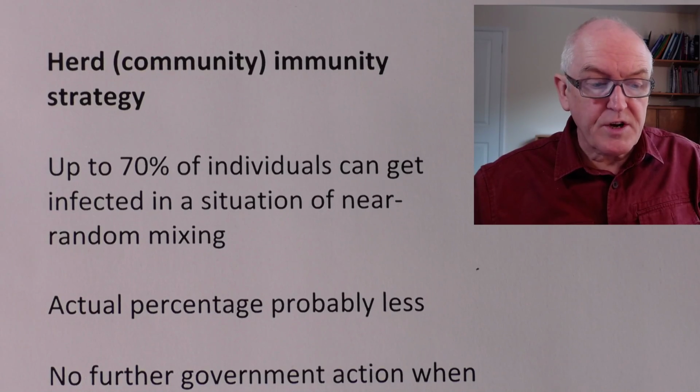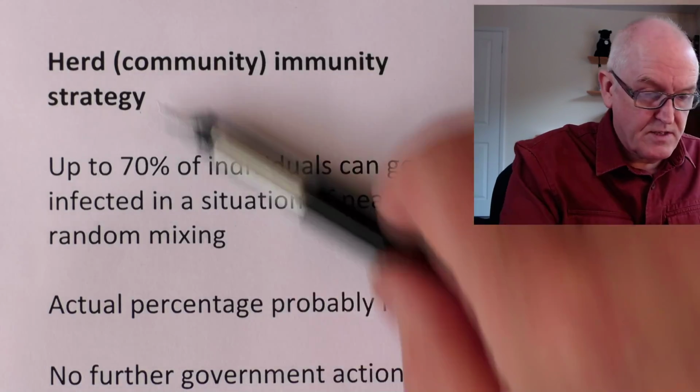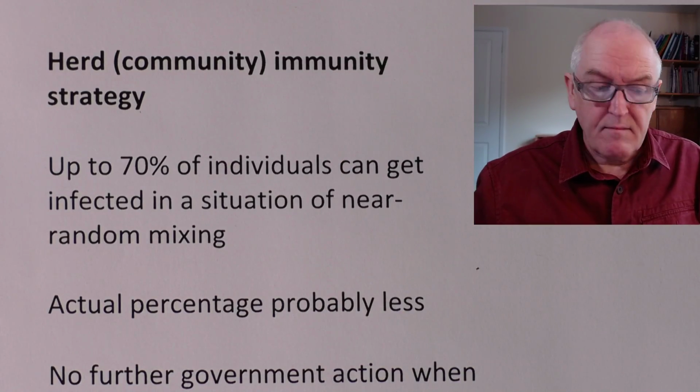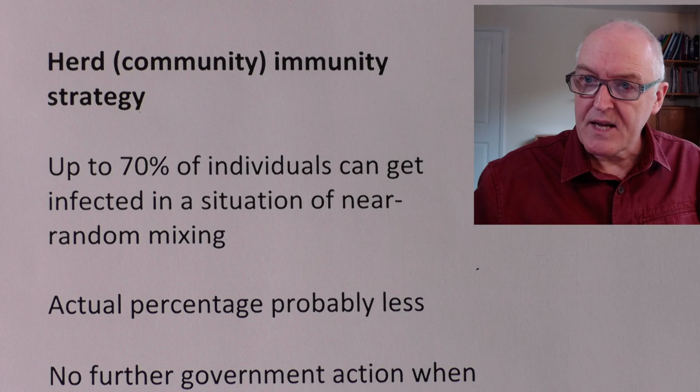So herd immunity, or community immunity is really a better term, but these are the existing terms, even though it reminds us of cows or something. But it does refer to people. Now, up to 70% of individuals can get this infection in a situation of near random mixing. So there have been a few cases on boats and things where 70% of people got it, mixing randomly.